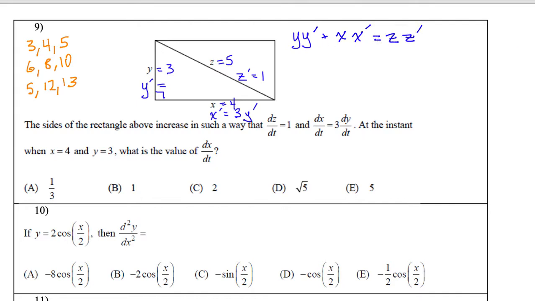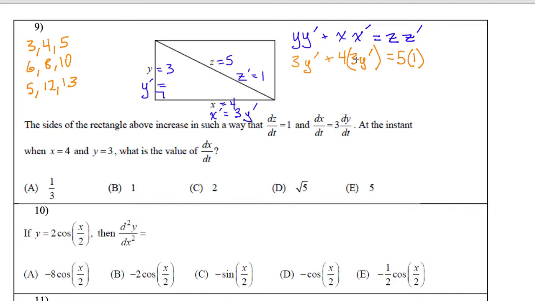And then we just fill in what we have, because we've used 100% of the information given to us in the problem. Let's just plug it in. So y is 3. Y prime we don't know, we'll just leave it y prime. Plus x we know is 4. X prime we know is 3y prime. So 3y prime. We know z is 5 and z prime is 1. So we filled in everything that we have.